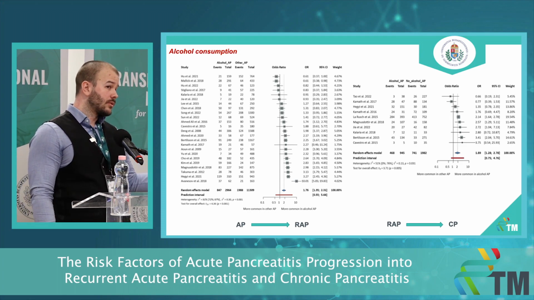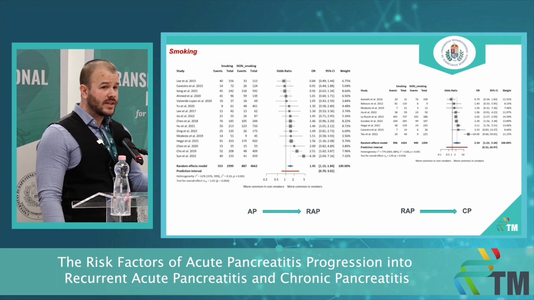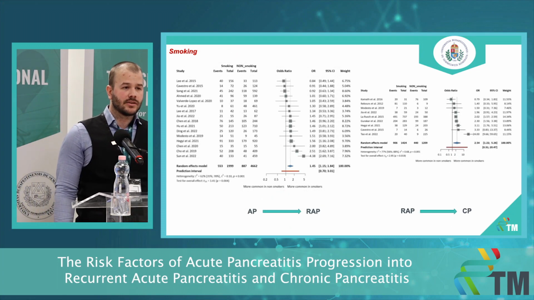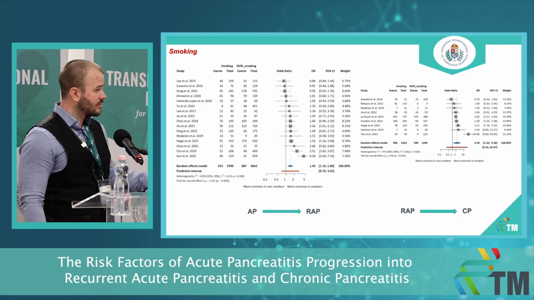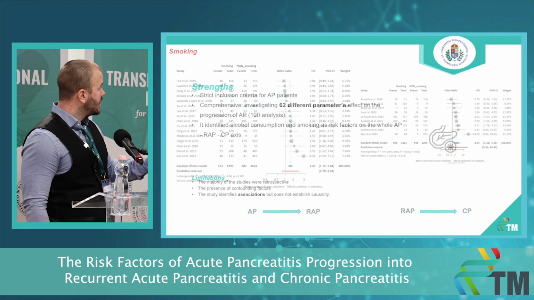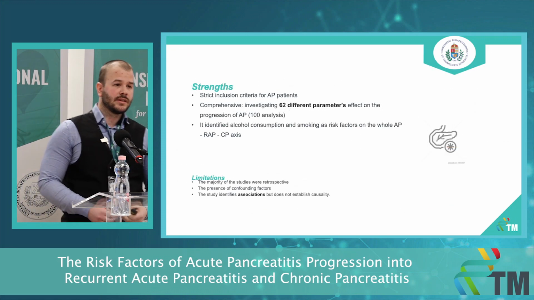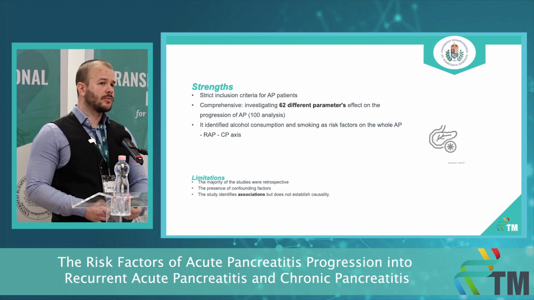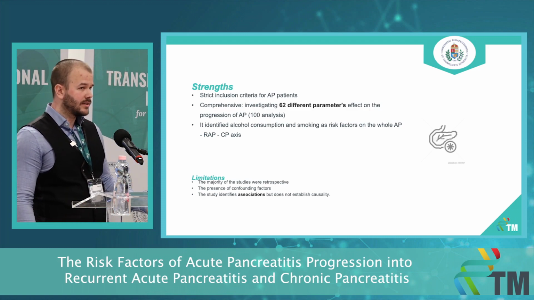Our study identified alcohol consumption and smoking as sequential risk factors. They not only significantly increase the risk of recurrent acute pancreatitis, but also the transition from recurrent acute pancreatitis to chronic pancreatitis. Considering the strength of our study, this will be the first meta-analysis investigating the risk factors of acute pancreatitis progression into chronic pancreatitis.